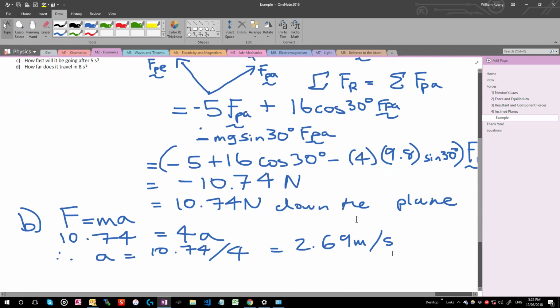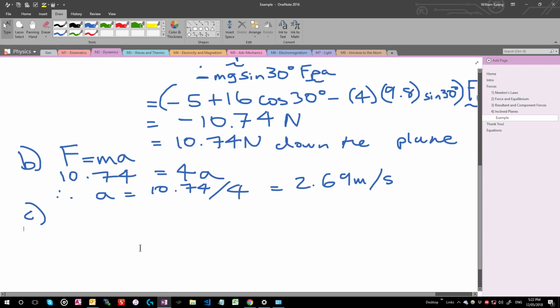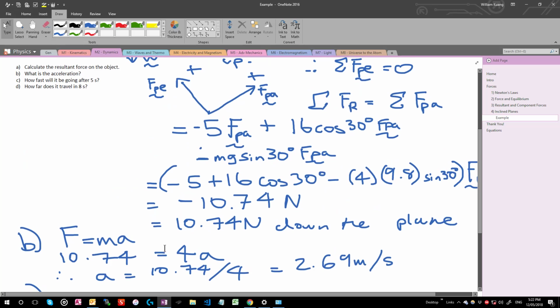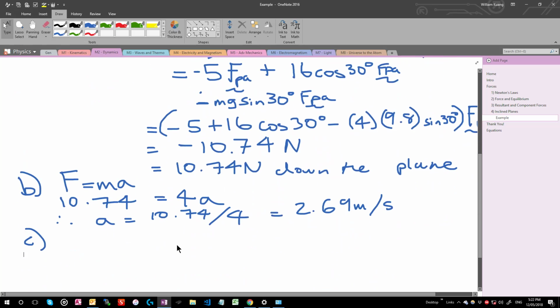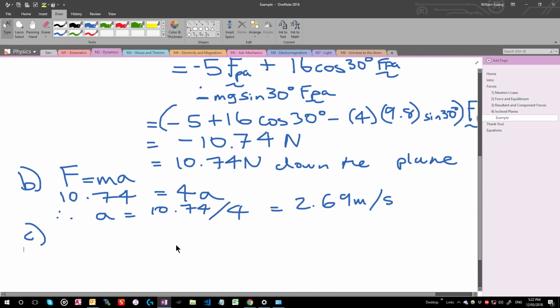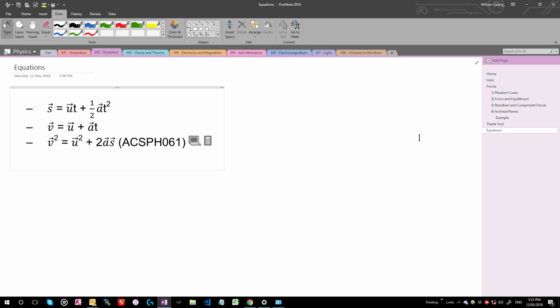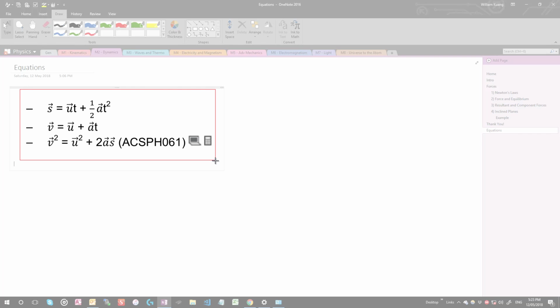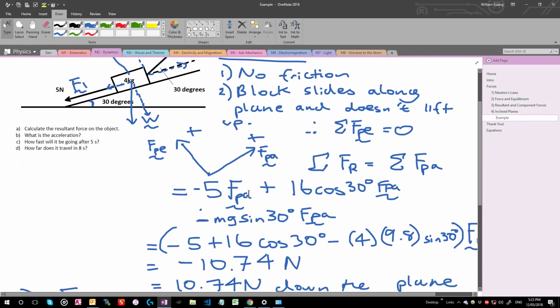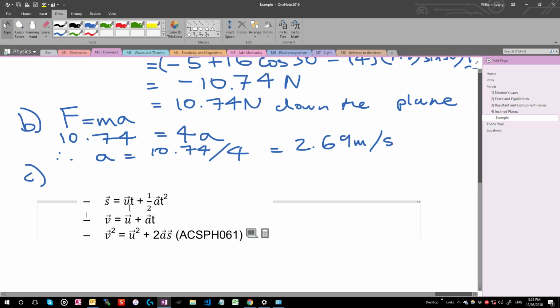And let's take a look at C. How fast will it be going after 5 seconds? It is an acceleration question, so you need to be using what I call, and what my student calls, the SUVAT equations. These come from your syllabus. So I'm just going to copy this here for convenience.